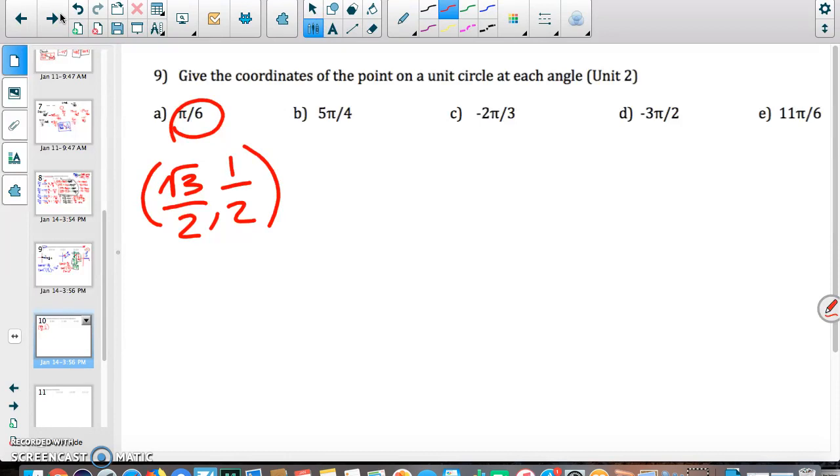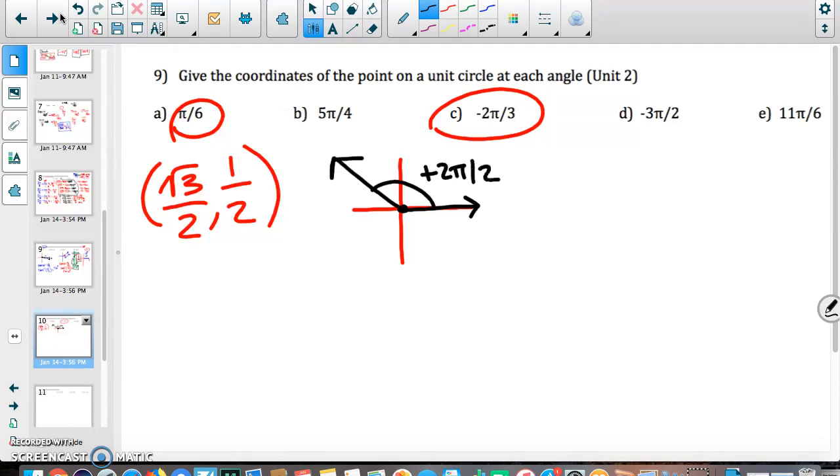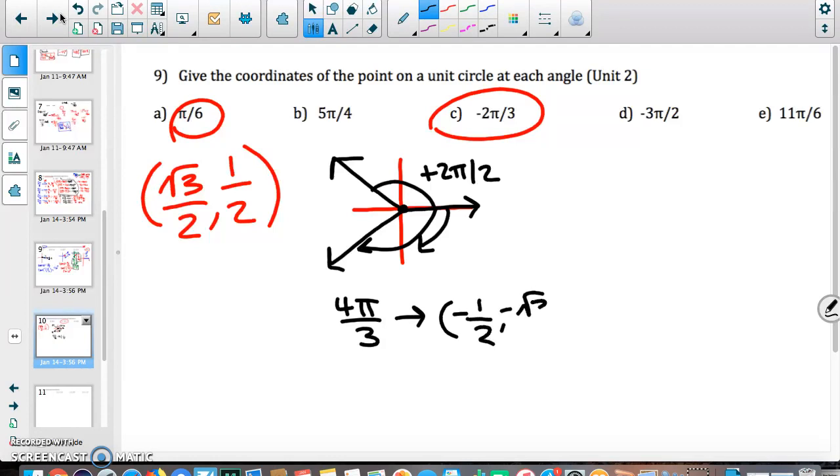So that one's done. I'm going to jump ahead to this one, part C, because I can see people getting this one wrong. So 2 pi over 3. Well, typically 2 pi over 3 gets me here. So this is a positive 2 pi over 3. A negative 2 pi over 3 is the same distance, but it's in reverse. I'm going the other way around. So where that really gets me is 4 pi over 3. And so the coordinate there would be negative 1/2, negative root 3 over 2.